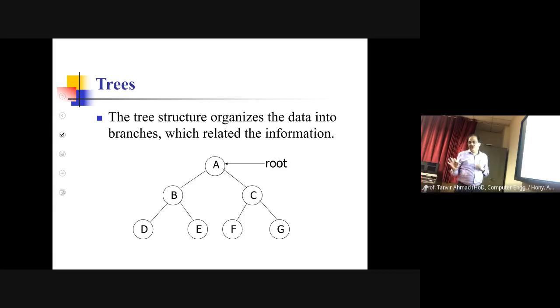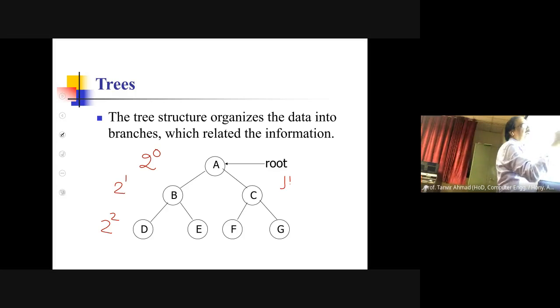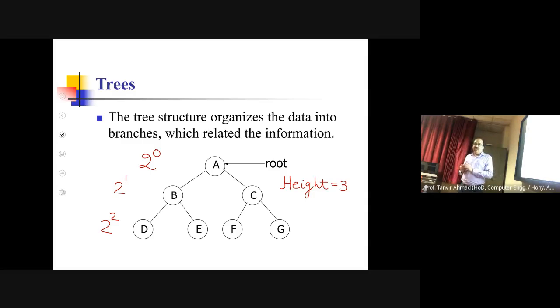Now one thing you should remember: at this position you will have 2 to the power of 0 number of children. Here you will have 2 to the power of 1, and this will contain 2 to the power of 2. Now in that case, if the tree has a height equal to 3, here I will come with the word height.